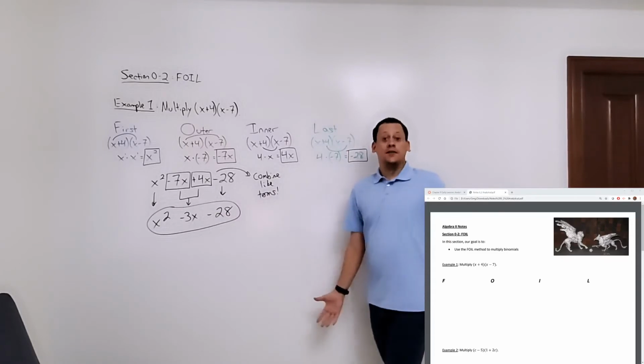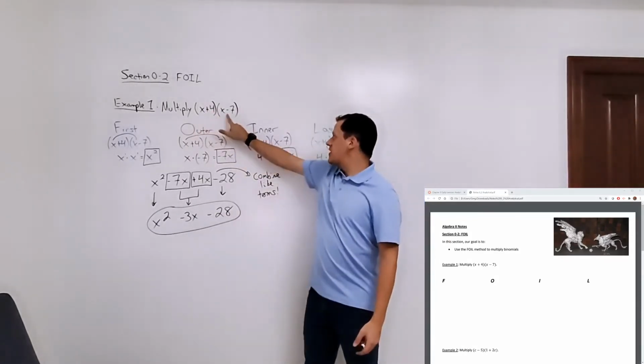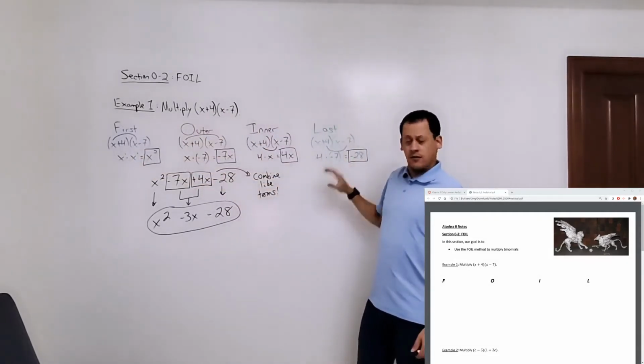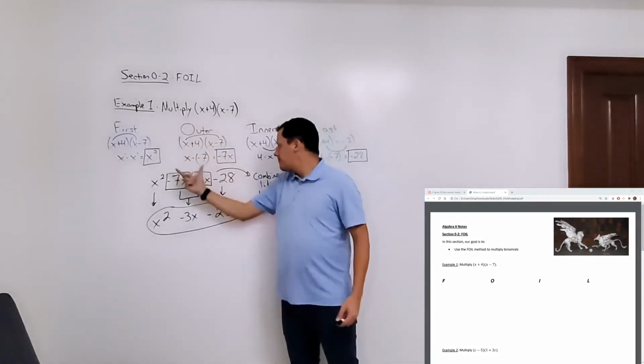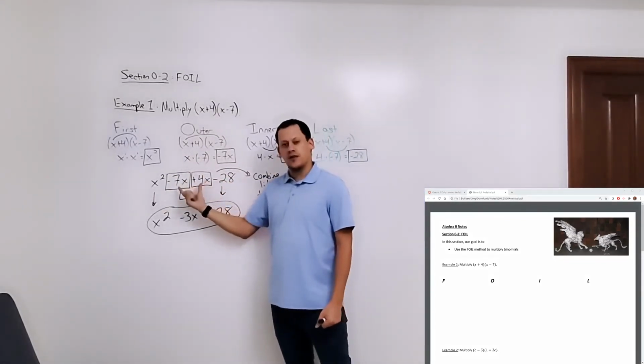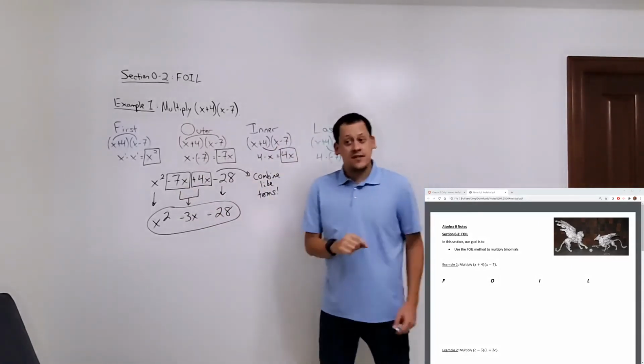That is FOIL. If you start with something like this that has two terms in each set of parentheses, split it out into these 4 steps, take what you get from each step, write it out, and you should be able to combine 2 terms that are alike. Okay. So, that was example 1 in the notes.